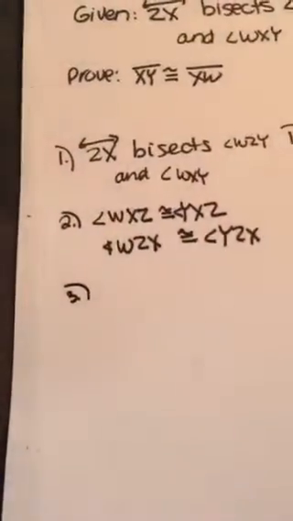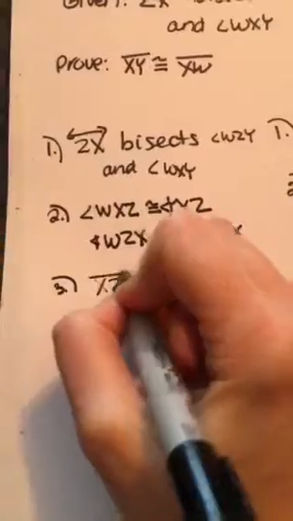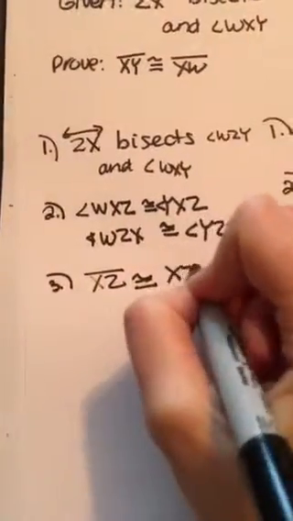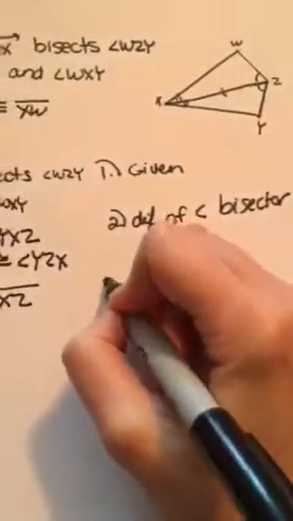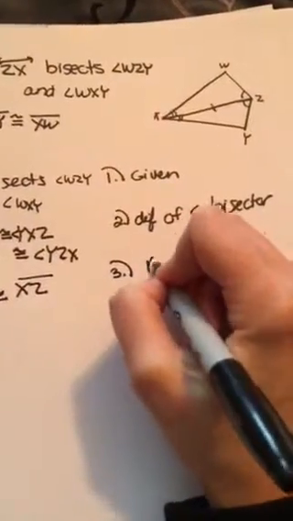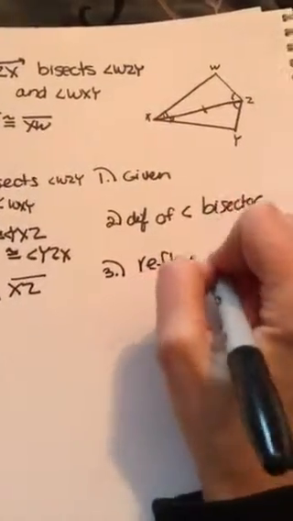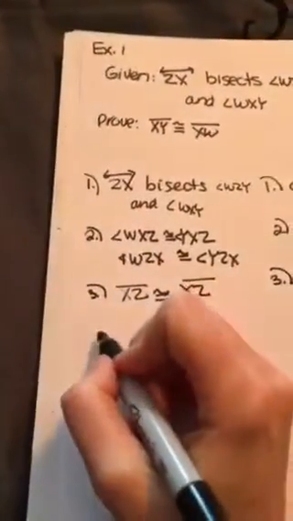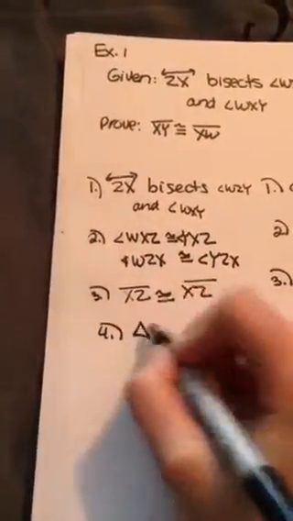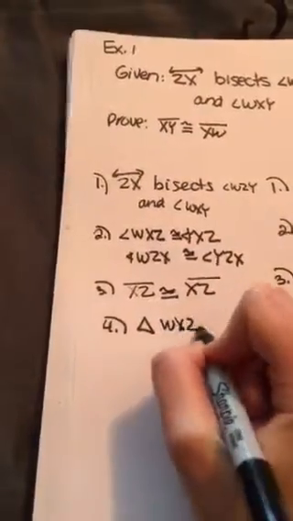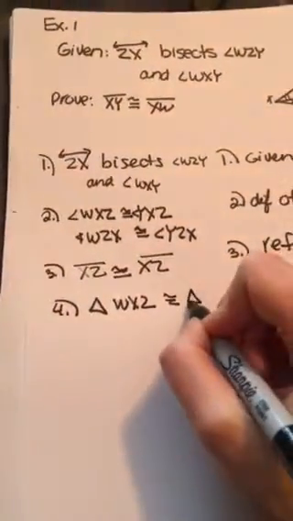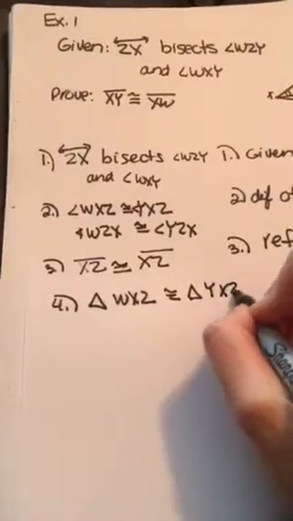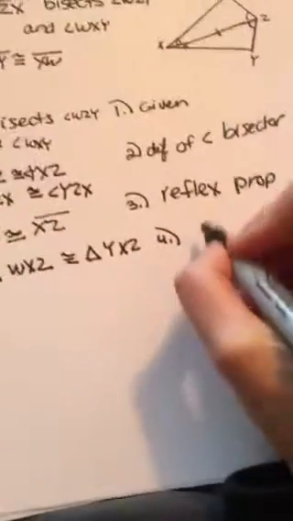Step 3: XZ is congruent to XZ, and that would be the reflexive property. Now that I have angle side angle, I can say that triangle WXZ is congruent to triangle YXZ, and that's by angle side angle.